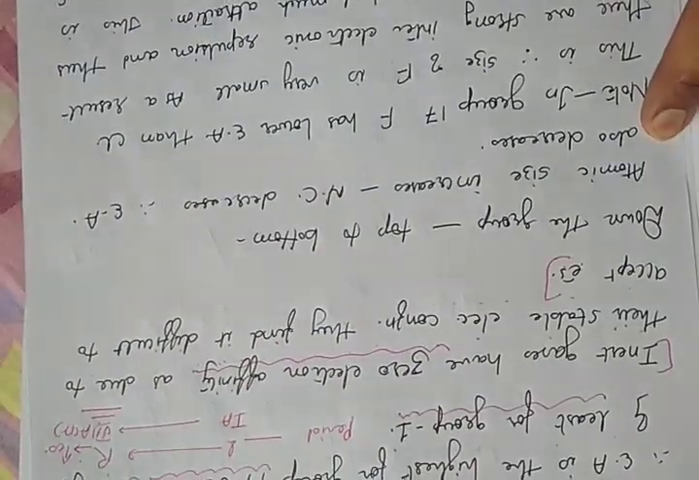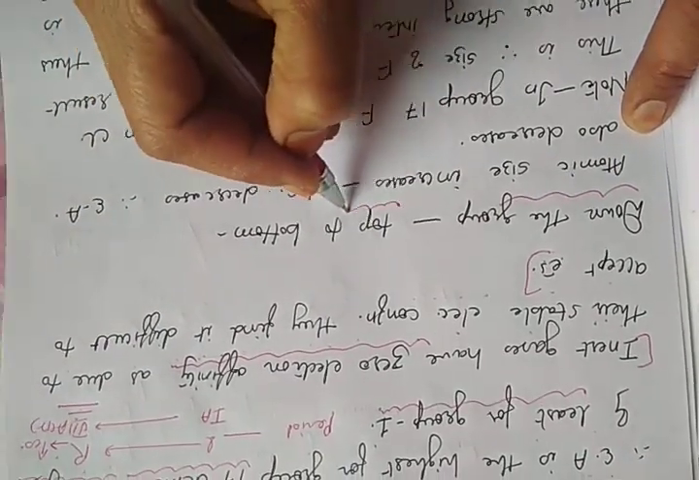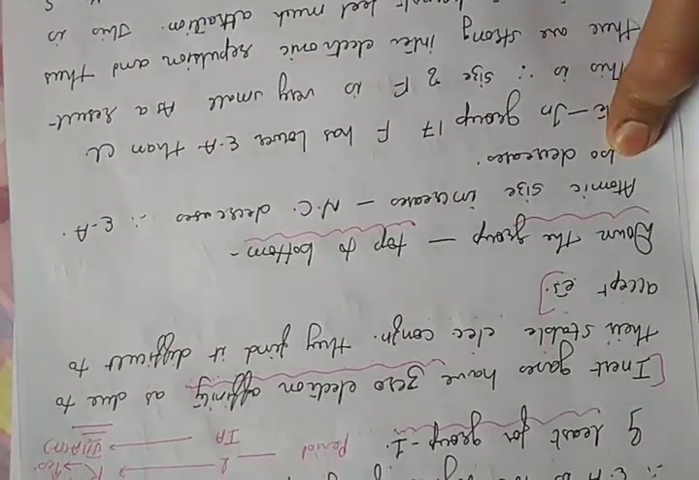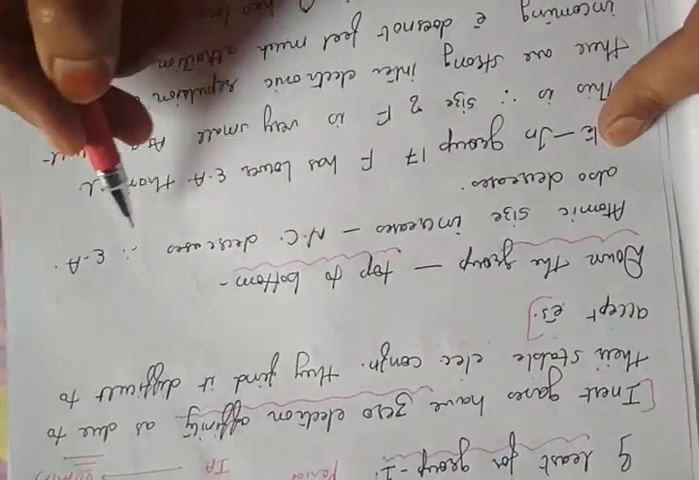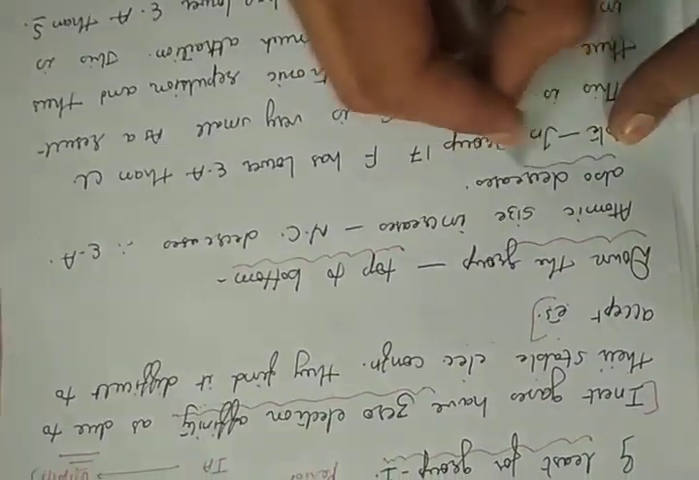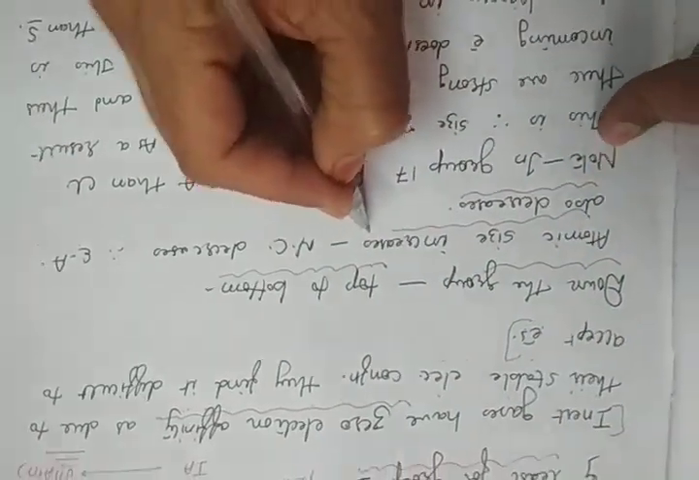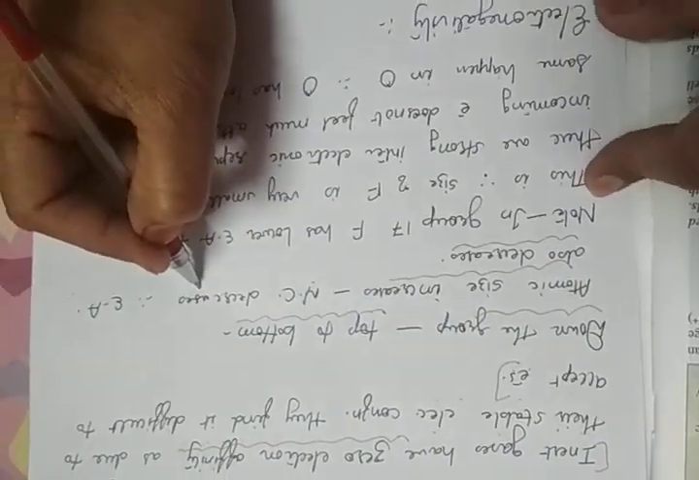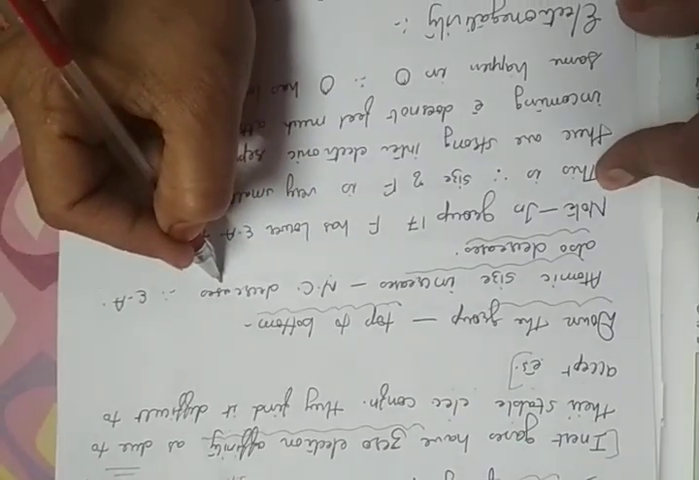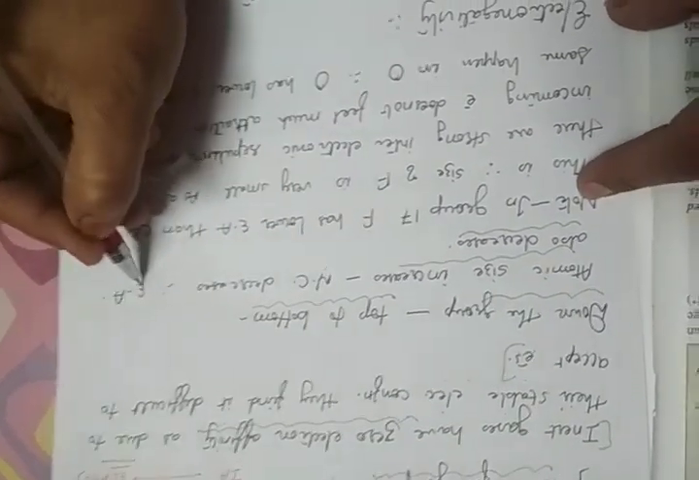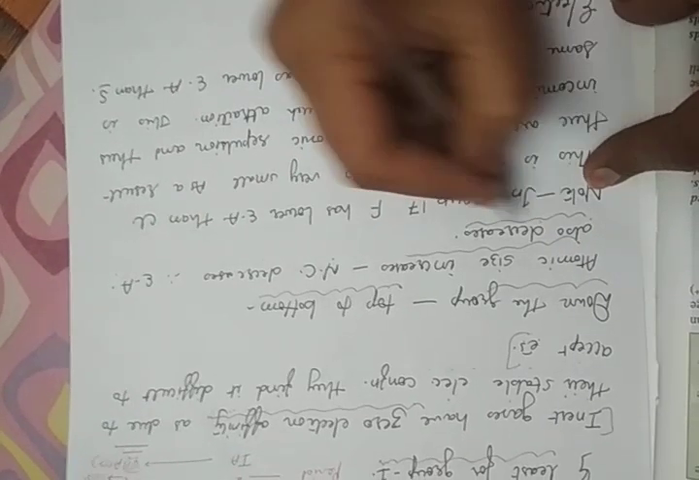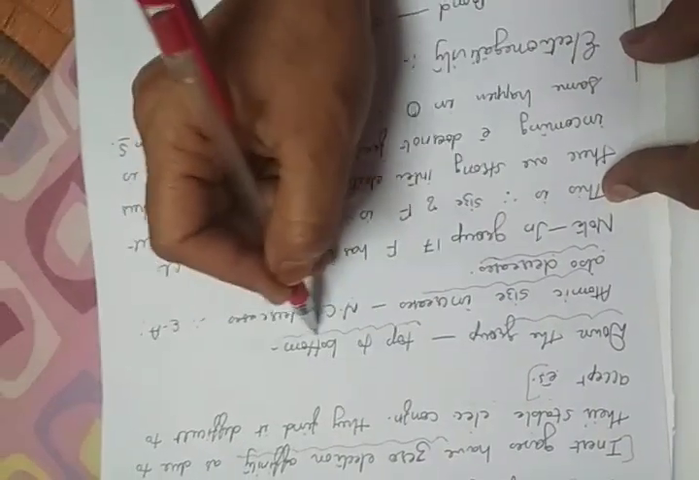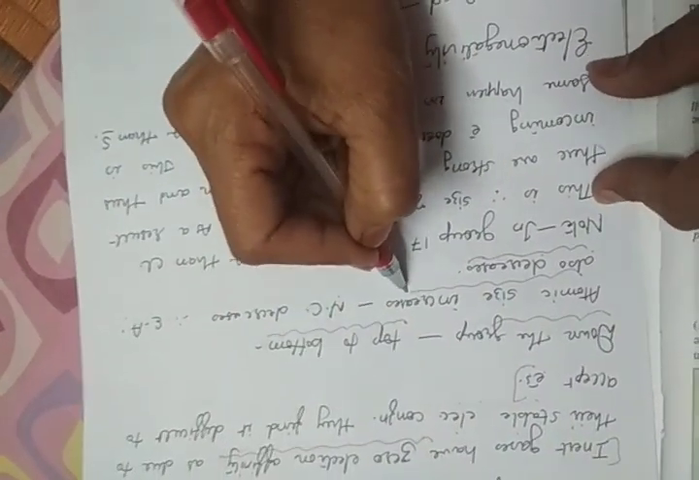Now down the group, when we move from top to bottom, atomic size increases, nuclear charge decreases, therefore electron affinity also decreases. Due to the increase in atomic size, the effective nuclear charge decreases. The incoming electron will find less force of attraction, so less energy is released, thus electron affinity decreases. I repeat, when one moves from top to bottom in a group, atomic size increases. We already know it.